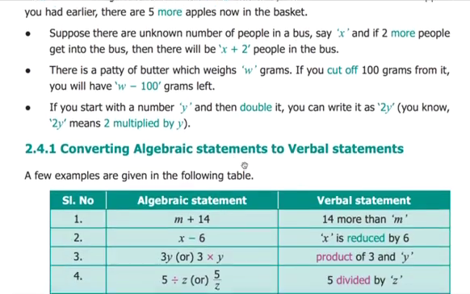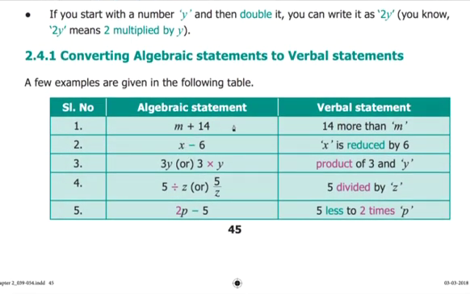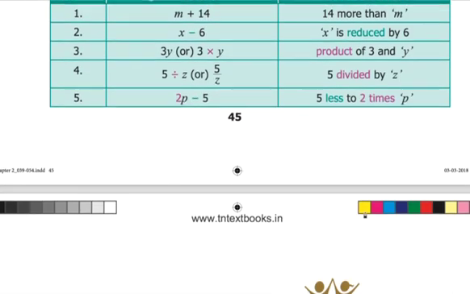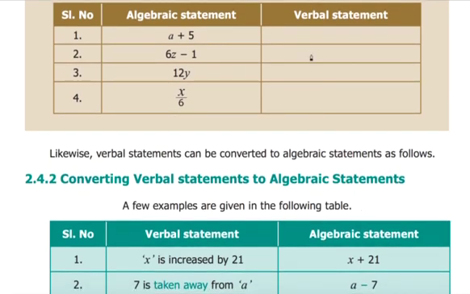Okay. Converting algebraic statements to verbal statements. m plus 14, 14 more than m. x minus 6, x is reduced by 6. 3 into y, product of 3 and y. 5 by z, 5 divided by z. 2p minus 5, 5 less than 2 times p. Now you write the verbal statements here.